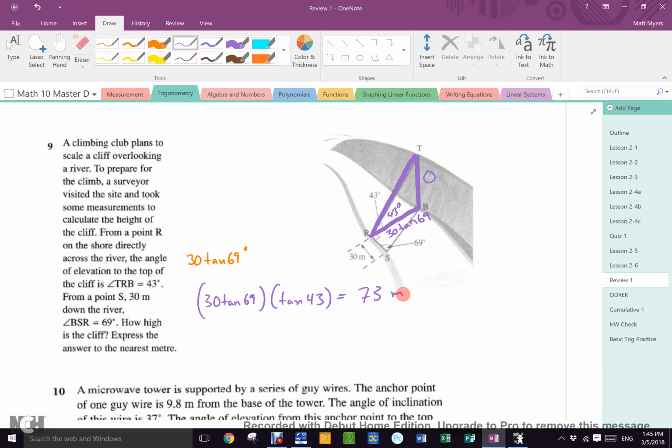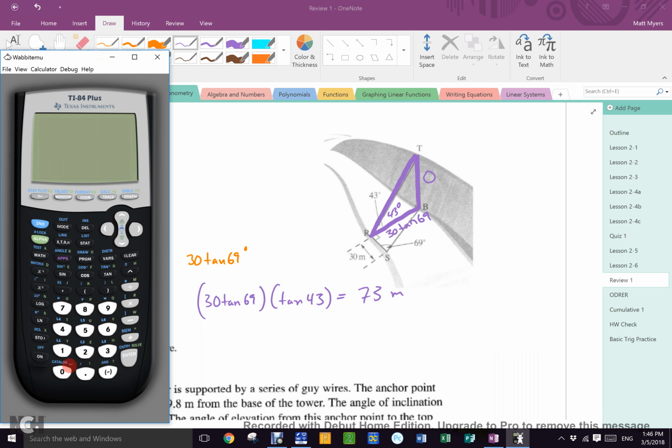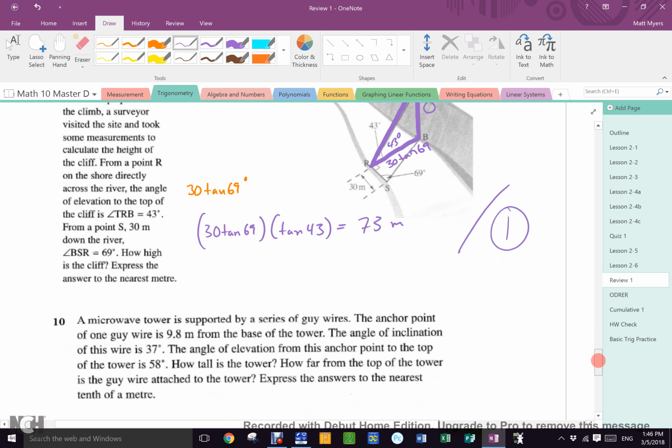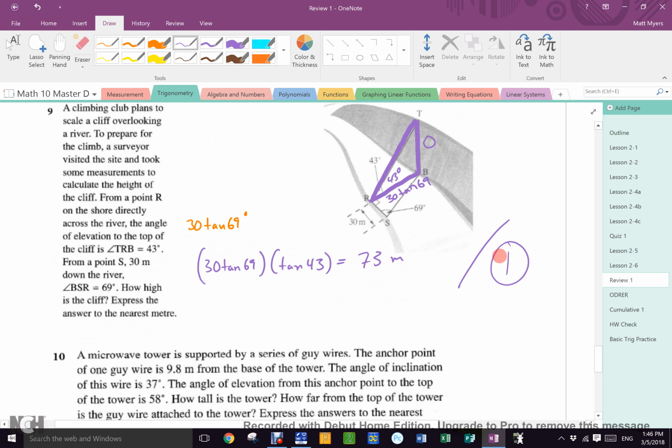I divided instead. I divided. So it's 78? I don't know. I'm going by memory. We're happy with 73? Okay. That's 1. Actually, no, that's 2, because you had to do something twice.